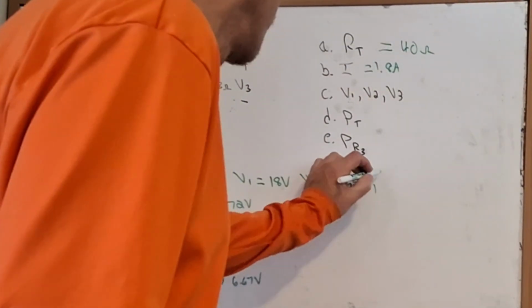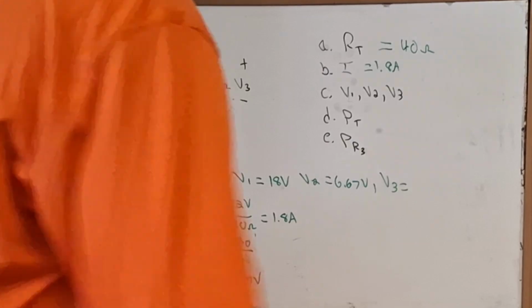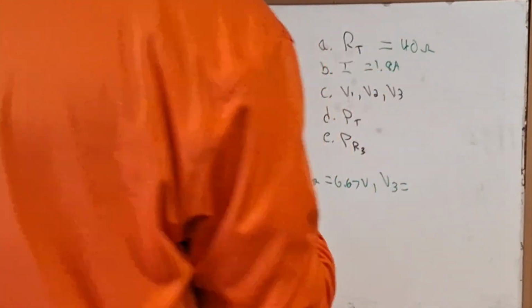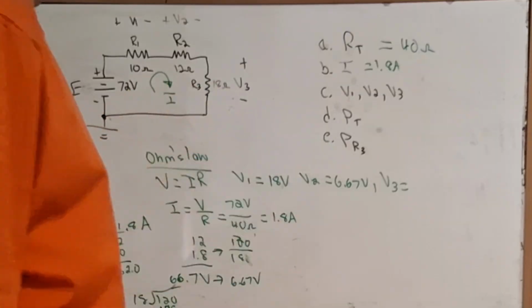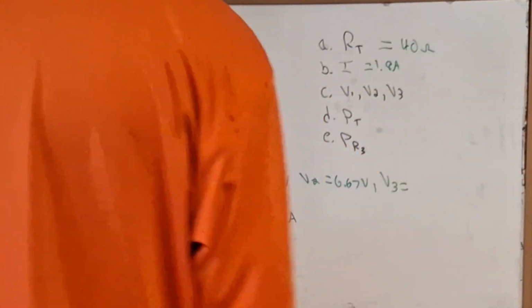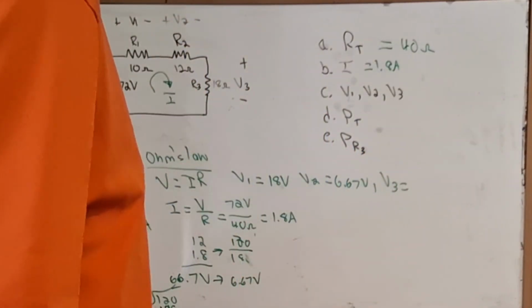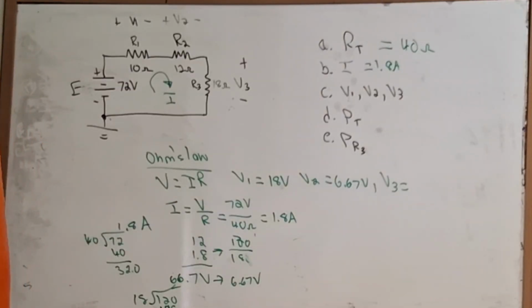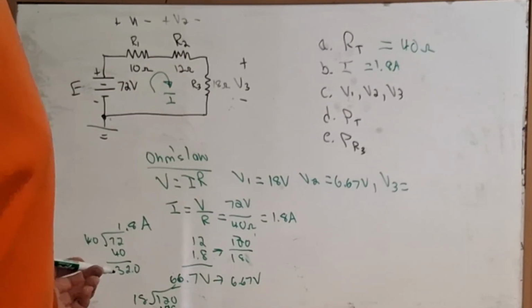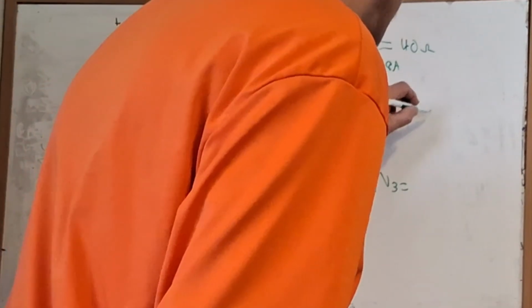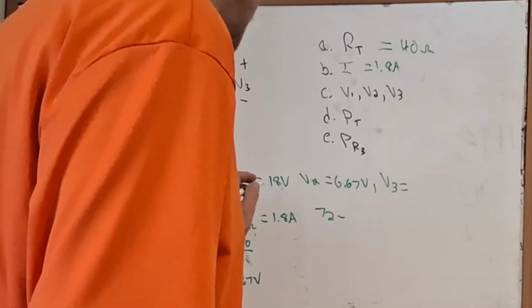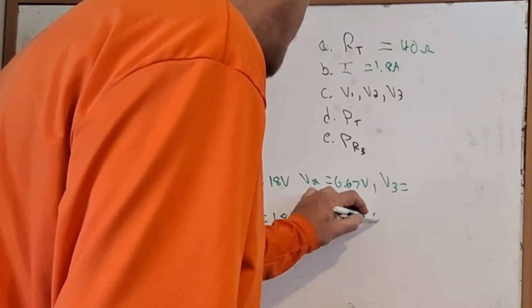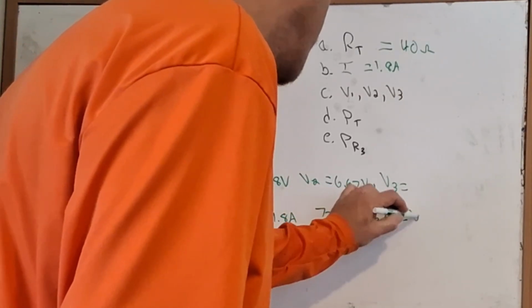Now V3 is actually going to be pretty convenient for us to find the power for. But the V3, that's going to be 1.8 amps times 18. But let's not go that far. Okay, let's not make it that complicated. We could do this more simply by taking 72 minus 18 minus 6.67, and that'll equal V3.